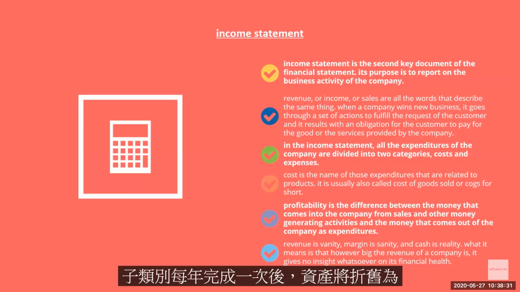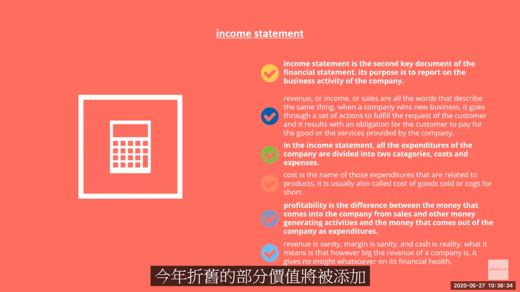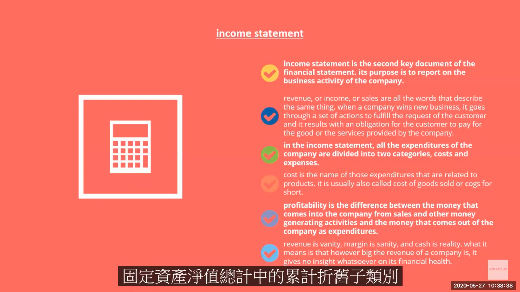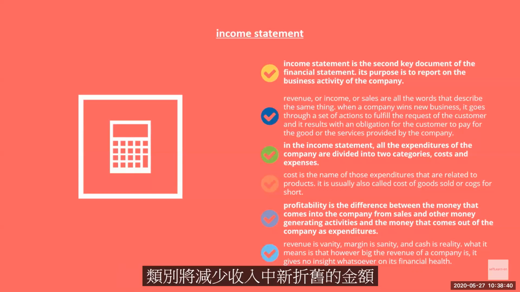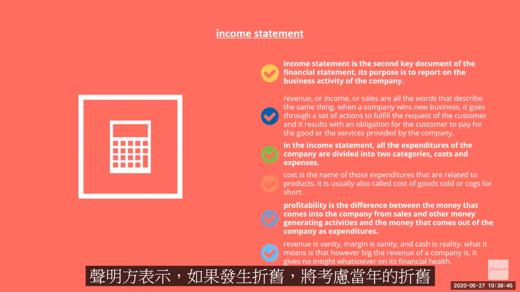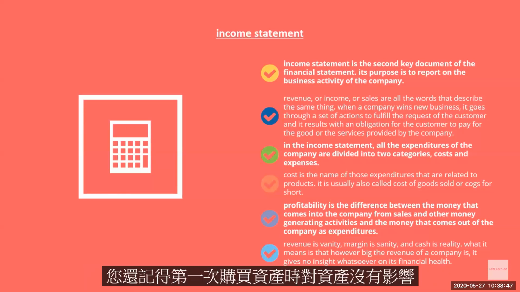Once that is done, every year, the asset will get depreciated by a portion of its value. This year's depreciation will be added to the accumulated depreciation subcategory. In total, the net fixed asset category will decrease by the newly depreciated amount. On the income statement side, that depreciation for the year will be taken into consideration. If you remember, when the asset was first purchased, there was no impact to the income statement.